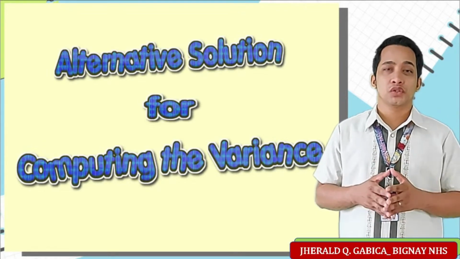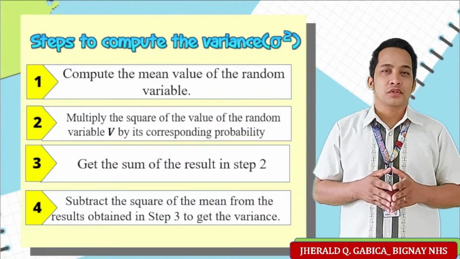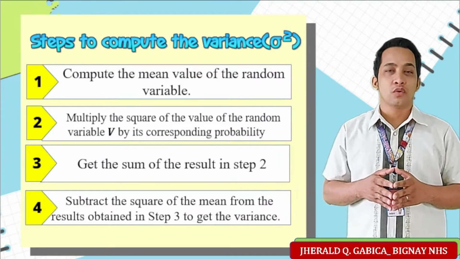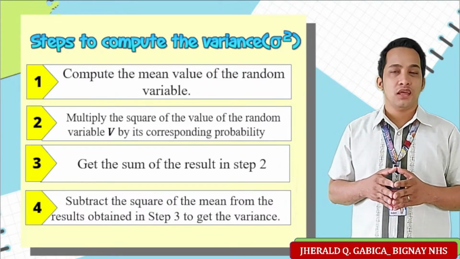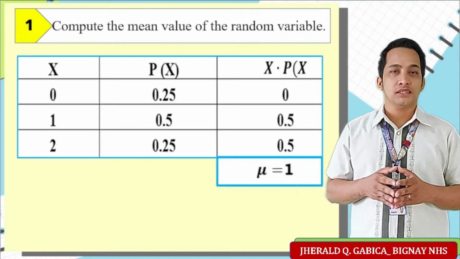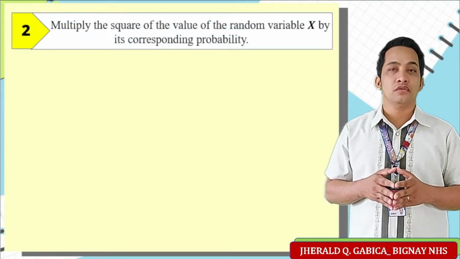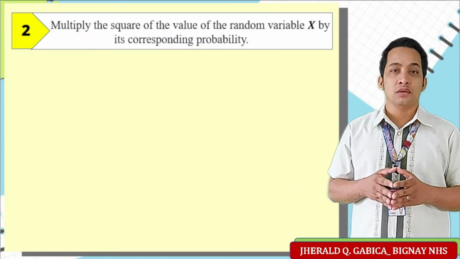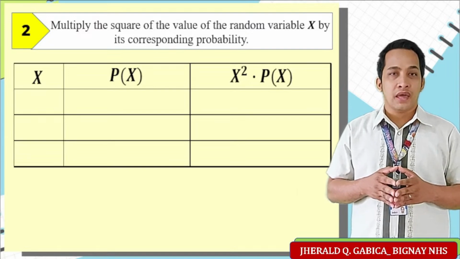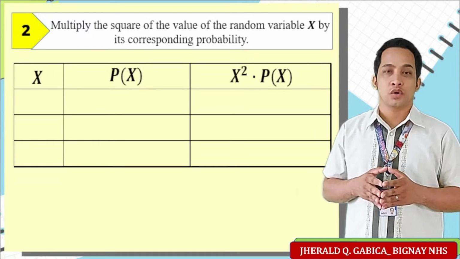So the alternative solution in computing the variance, let's have our steps. For step number 1, we need to compute the mean value of the random variable. So a while ago, we have solved the value of the mean, and our mean is equal to 1. For the second step, we need to multiply the square of the value of the random variable x by its corresponding probability. So we will make a 3-column table with x, p of x, and x squared times p of x as its columns.